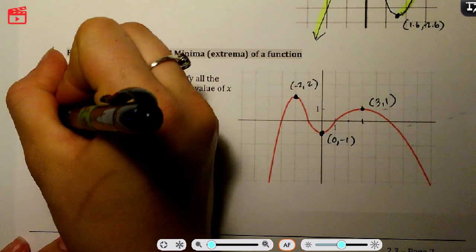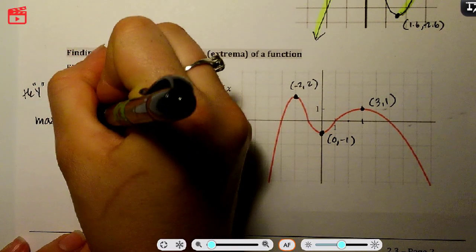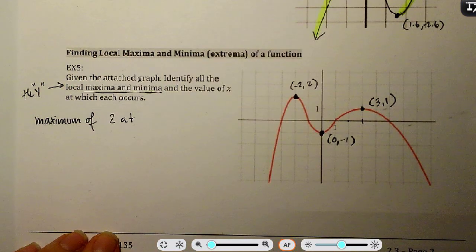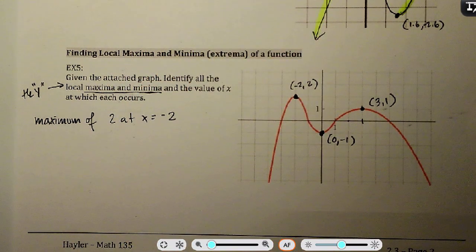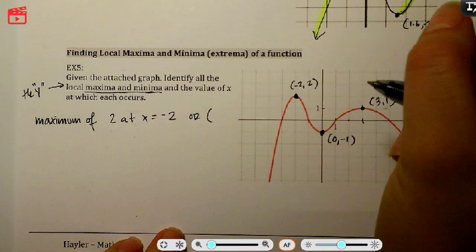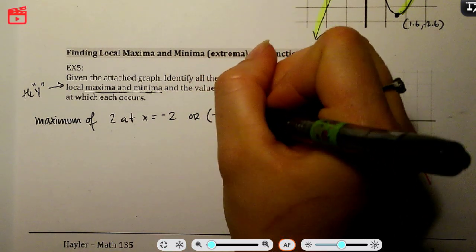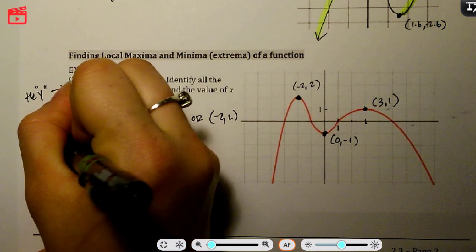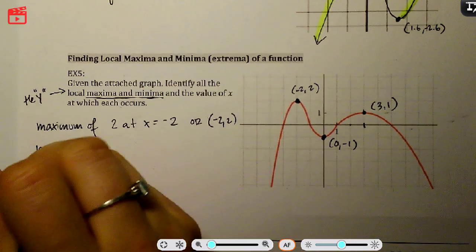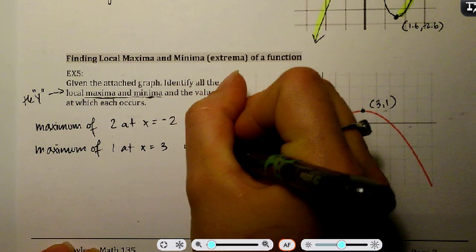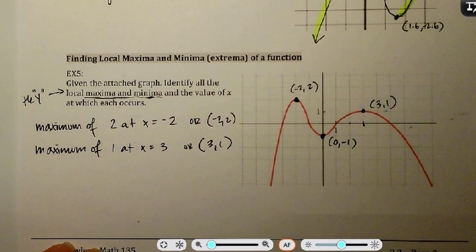So I have a maximum of 2 at x equals -2, or I could write it as a coordinate pair of (-2, 2). And then we have another maximum of 1 at x is 3. Or we could write it, depending on how they want your answer, as (3, 1).